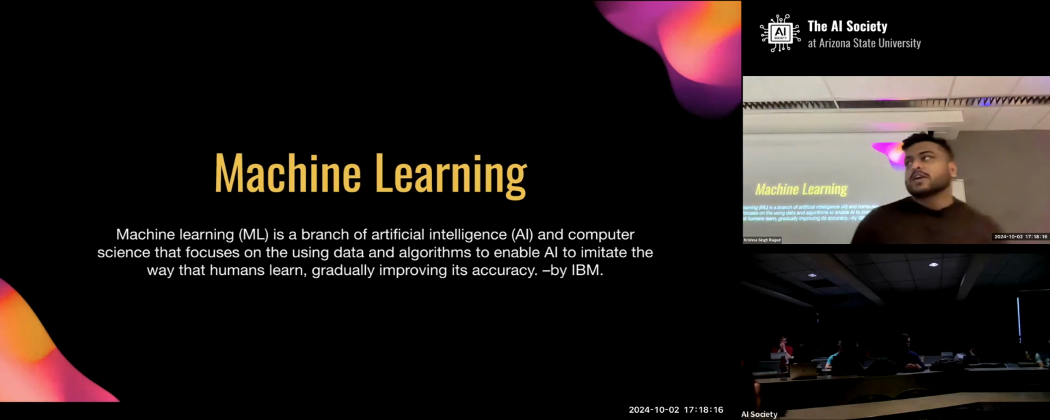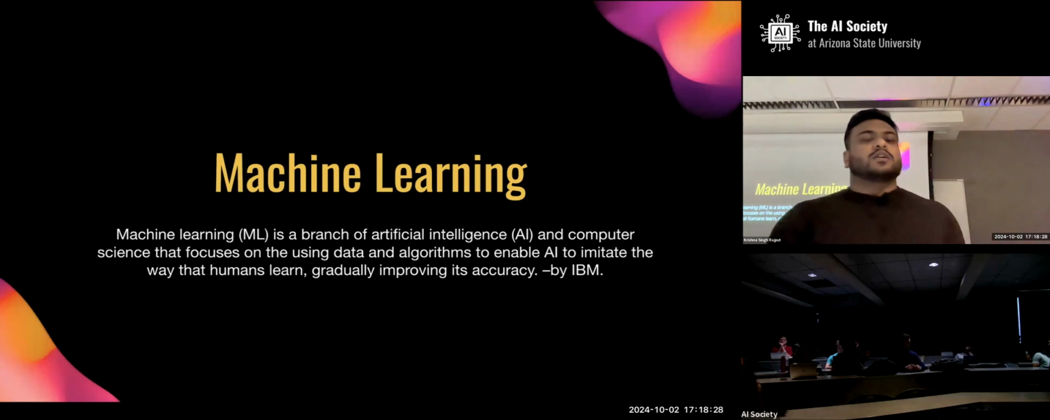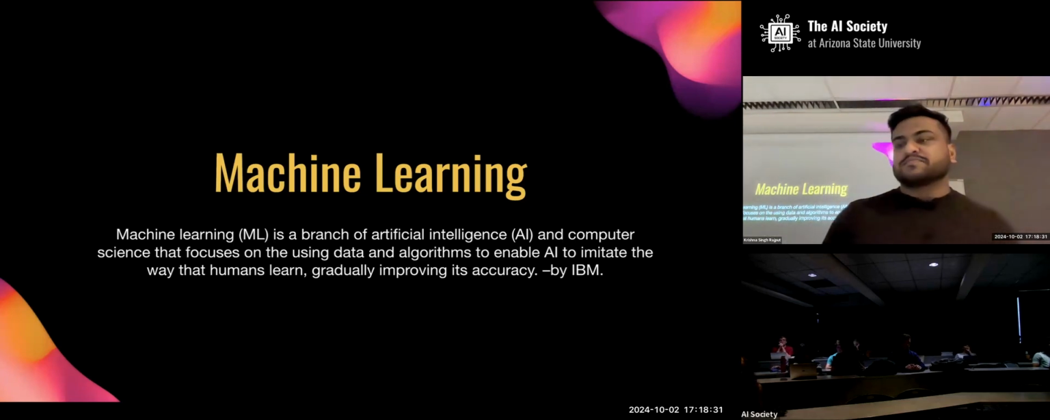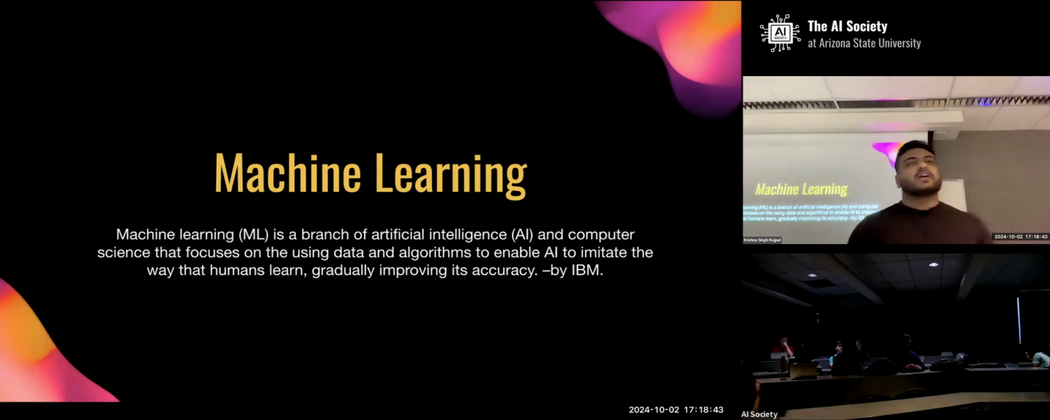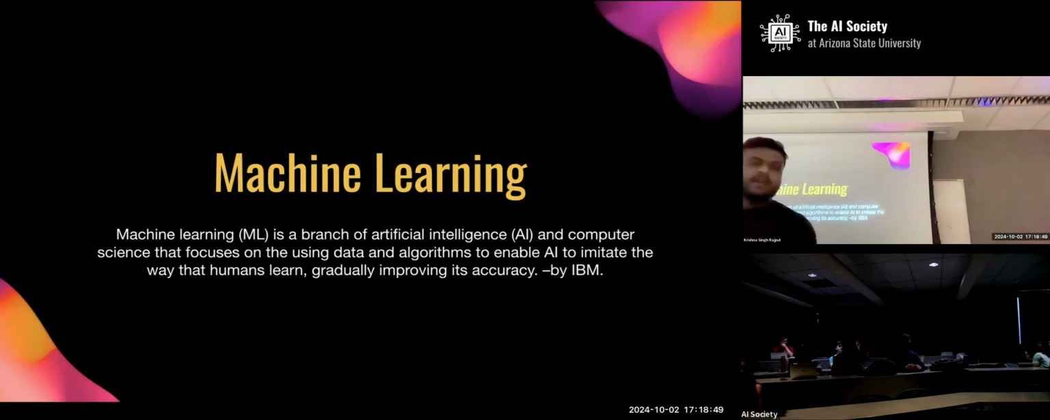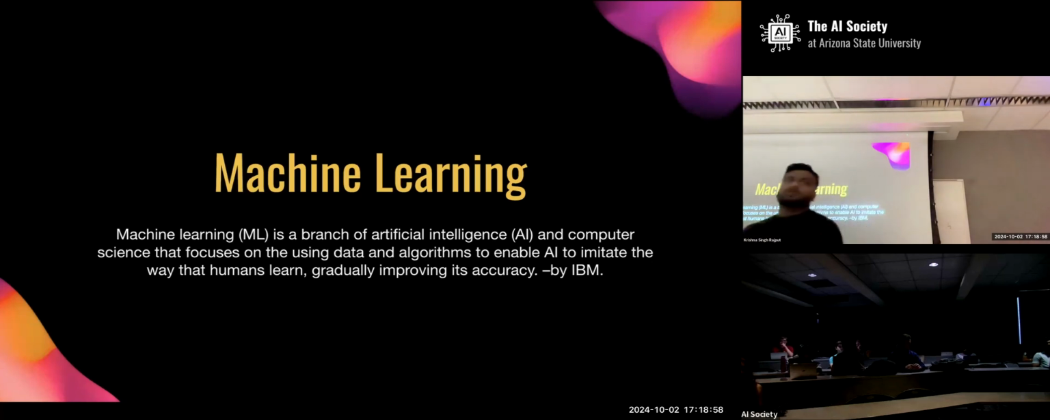What is machine learning? According to IBM, machine learning is a branch of artificial intelligence and computer science that focuses on using data and algorithms to enable AI to imitate the way that humans learn. Well, this is all the fancy definition. In short, machine learning is a program, you can say, that is trying to learn or is able to perform a task for which it is not programmed. And one very important aspect of machine learning is that the more data you provide, the better the model will be able to learn and perform the task.